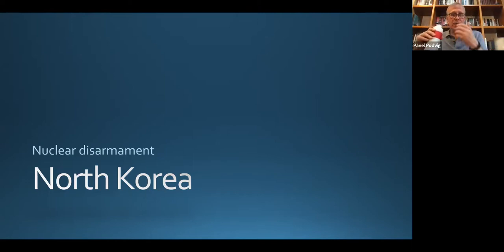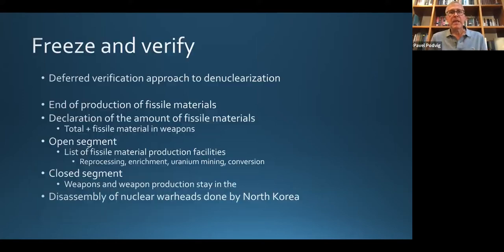And this is the report that I did almost 2 years ago now. This is an attempt to apply this approach to denuclearization in North Korea. And again, the idea would be a freeze, freeze and verify, a verified end of production of fissile material. And this is the deferred verification approach to North Korea. So you reach an agreement that North Korea stops production of fissile material.